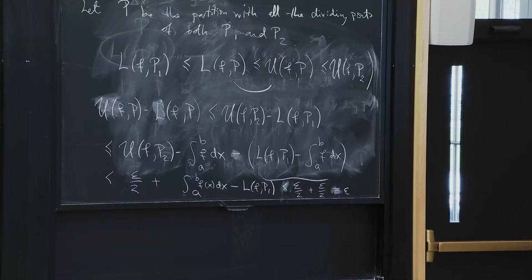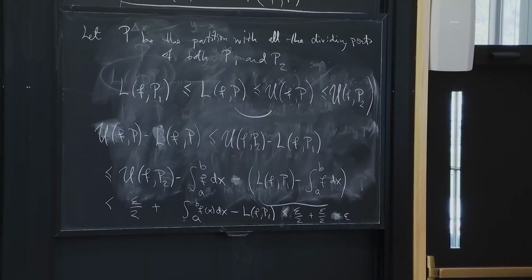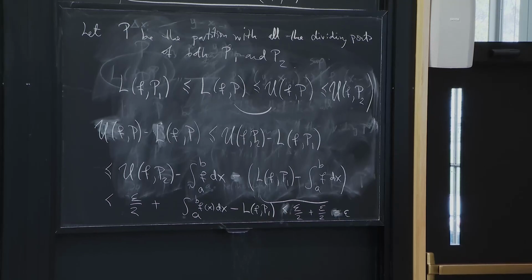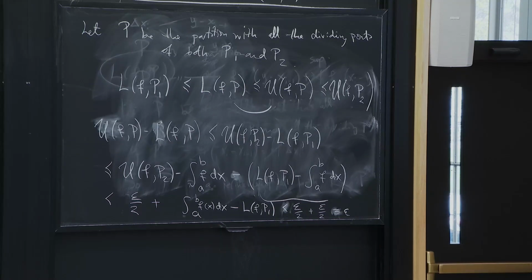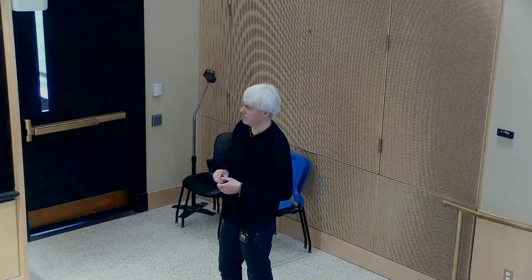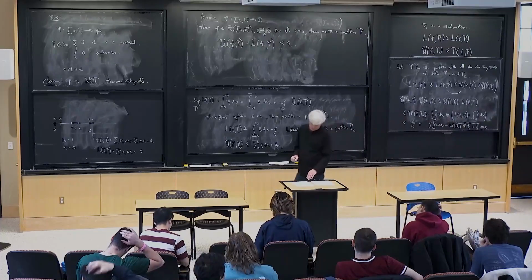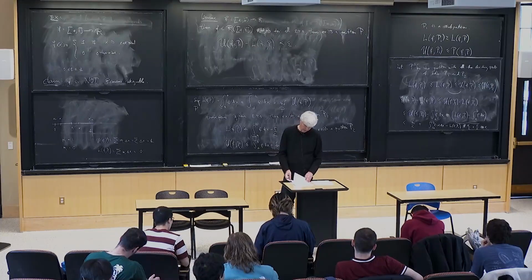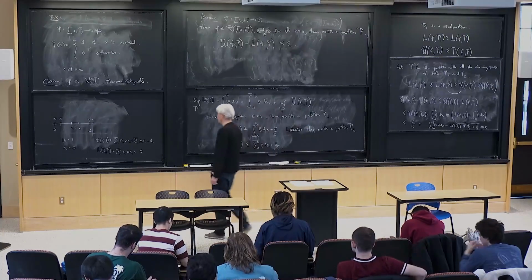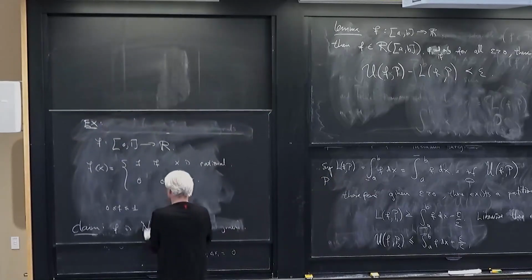So again, if you want to test that a function is Riemann integrable, you just need to be able to find, for any given epsilon, a partition so that the upper sum for that partition minus the lower sum for the same partition is less than epsilon, okay? And so now this leads us to the next theorem. The next theorem is that any continuous function is Riemann integrable.